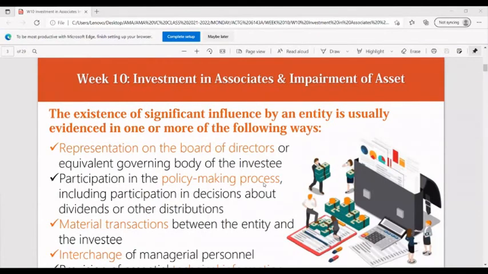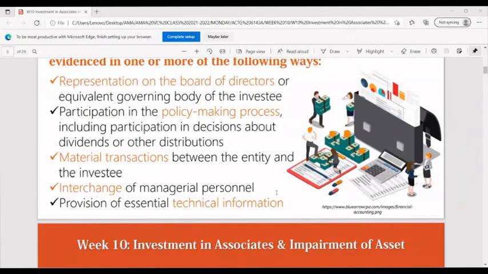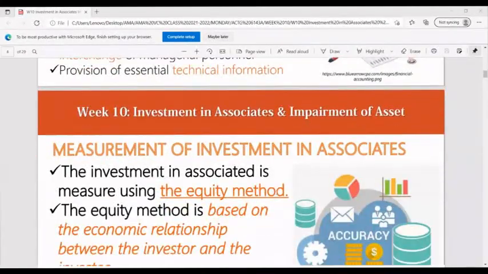representation on the board of directors or equivalent governing body of the investee, participation in the policy-making process, including participation in decisions about dividends or other distributions, material transactions between the entity and the investee, interchange of managerial personnel, provision of essential technical information.